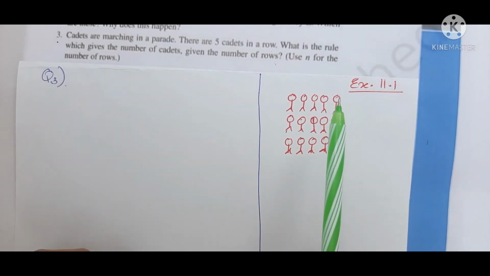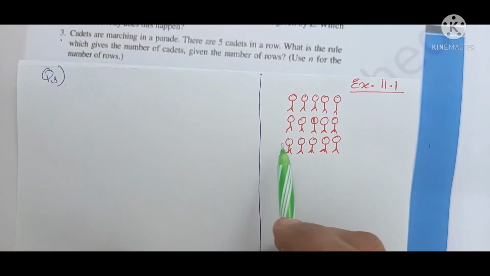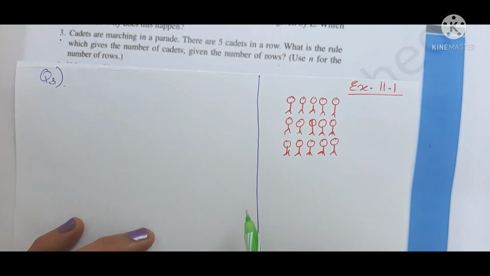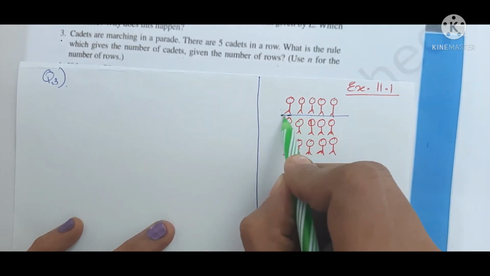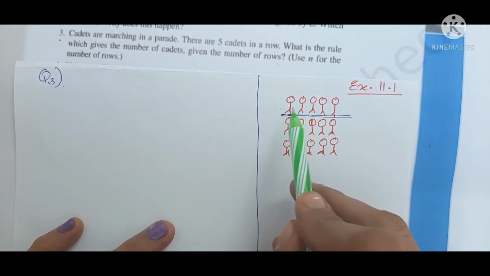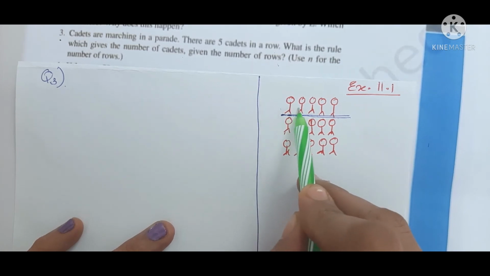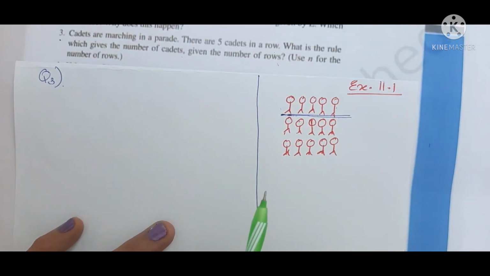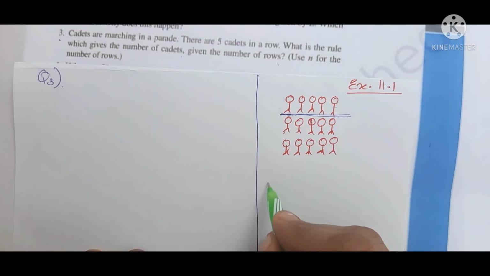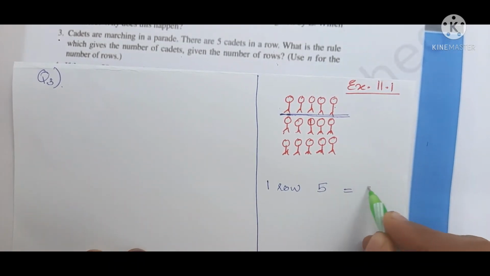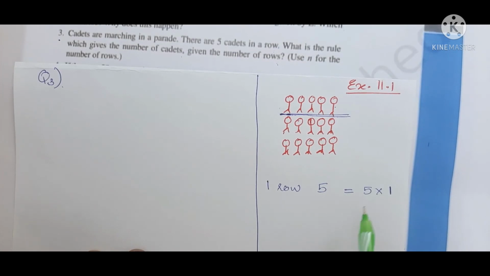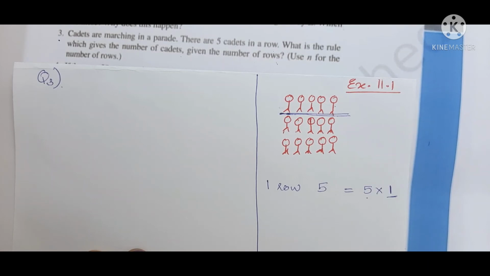So here in one row 5 cadets are there. So we have to draw one row. Here in one row we have 5 cadets: 1, 2, 3, 4, 5. So we have to write that in one row 5 cadets are there. Okay, so the rule will be 5 into 1. 5 is the number of cadets and 1 is the number of rows.